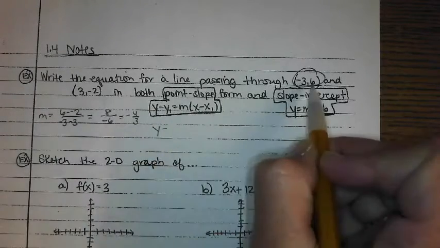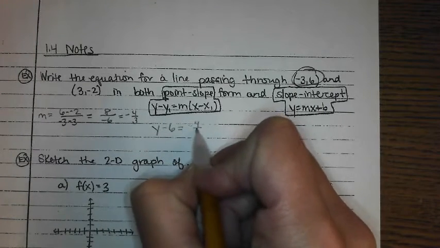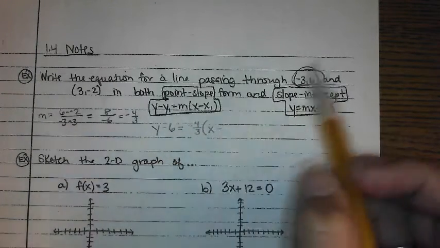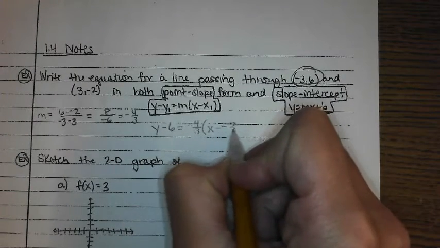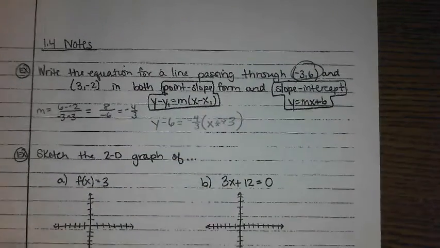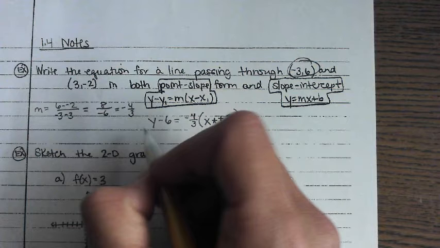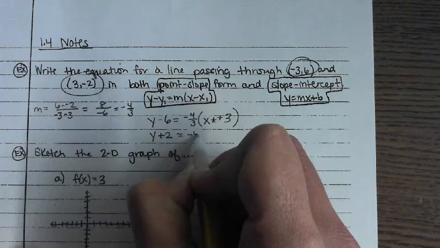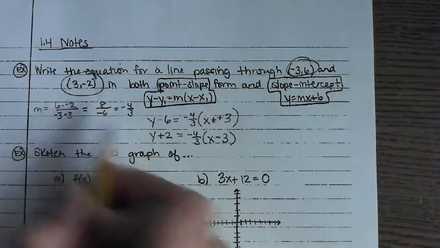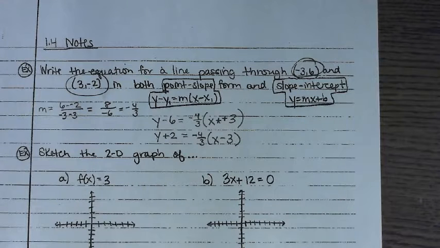Y minus y1, which is the y coordinate of your point, 6, equals negative 4/3 times x minus the x coordinate of the point we decided to use. So x minus negative 3 is going to turn to plus, x plus 3. Okay? Now if you decided to use the other point, y minus negative 2 is going to be y plus 2 equals negative 4/3 times x minus 3. Now either of those answers is correct. They're the same line. The equations obviously look totally different, but they're the same line.